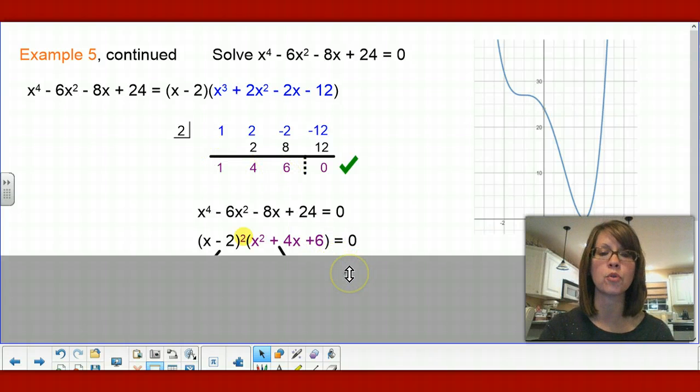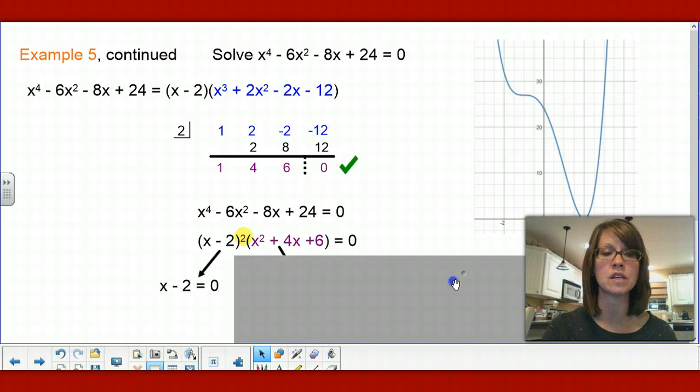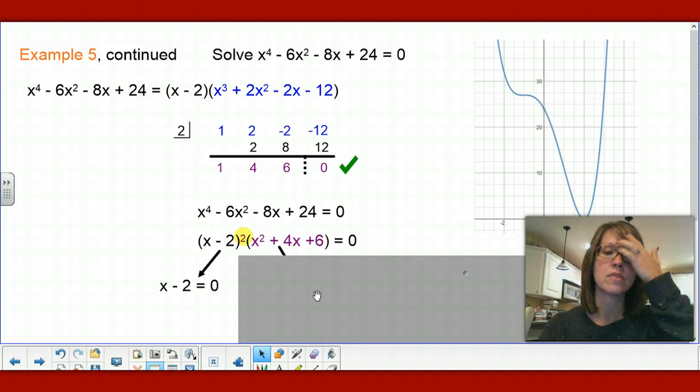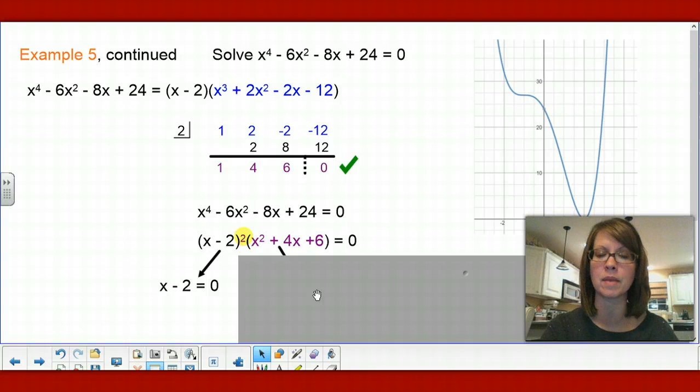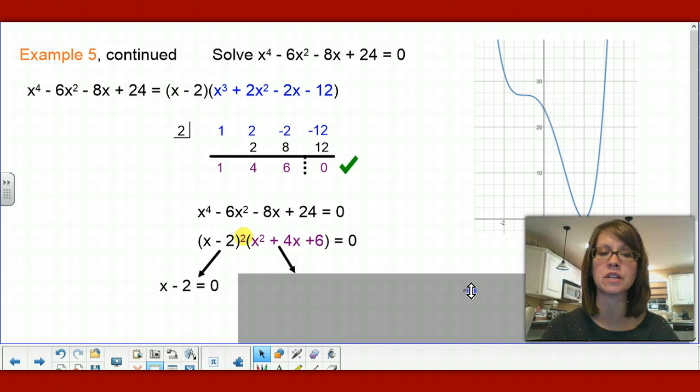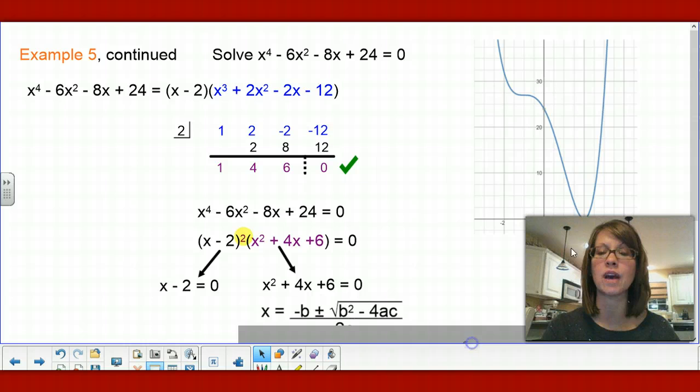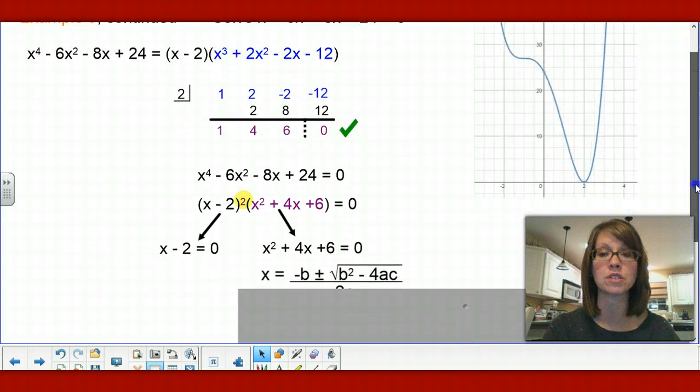Now we're going to go through and we're going to solve from there. So the x minus 2 is no big deal. You just say x minus 2 equals 0 or x equals 2. That has a multiplicity of 2, but we just have to list it one time in our answers. This one, unfortunately, we can't factor x squared plus 4x minus 6. So we've got to go the quadratic formula route.